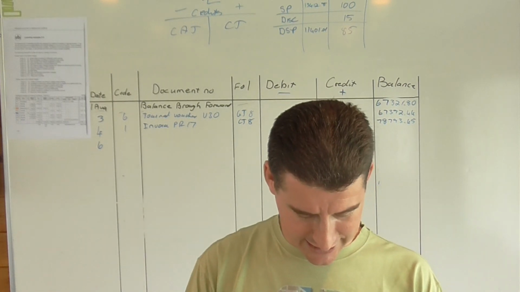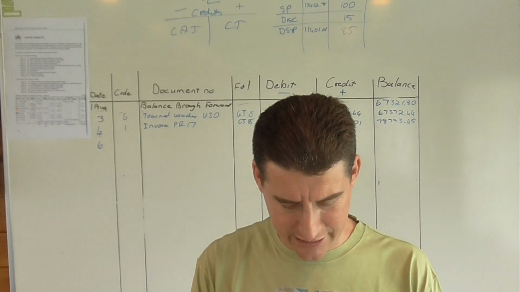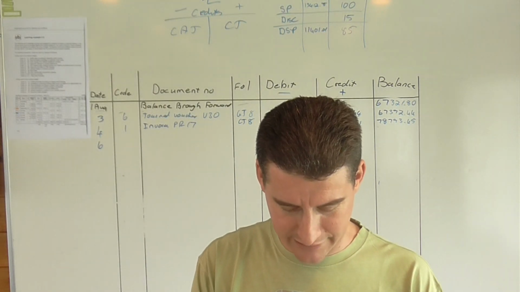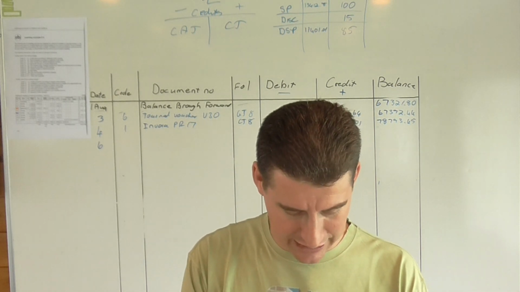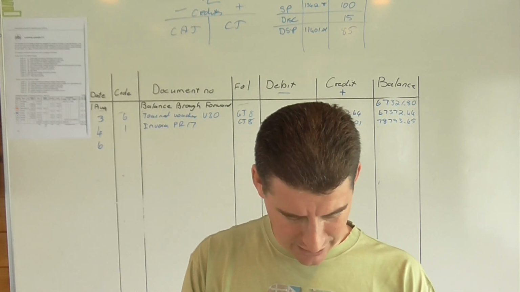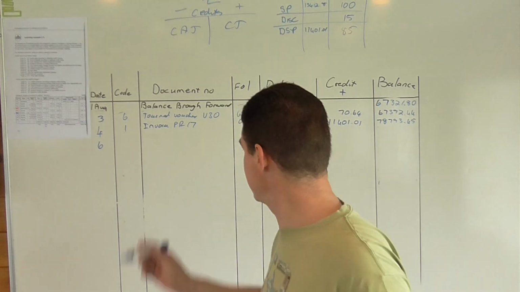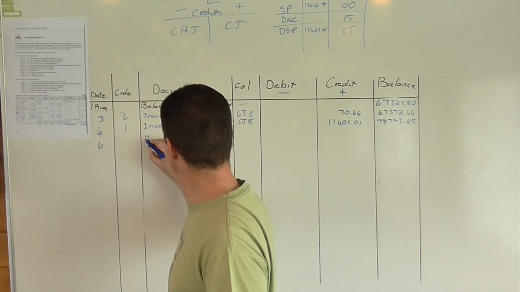Okay, on the 6th. Received debit note D21 from DW, being for an undercharge of 400 Rand including VAT. Okay, so in other words, it's the 6th of June. We got a debit note.